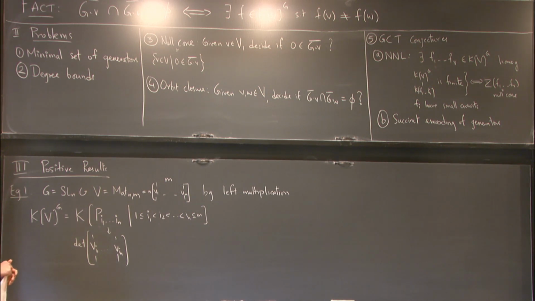But this already tells you, right? In order for it to be in the null cone or not depends on what the rank of this matrix is. So compute the rank. If the rank is full, it's not in the null cone. If the rank is not full, it is in the null cone. And computing the rank can be done much faster than checking all of these by just elementary linear algebra. You do this row reduction procedure.